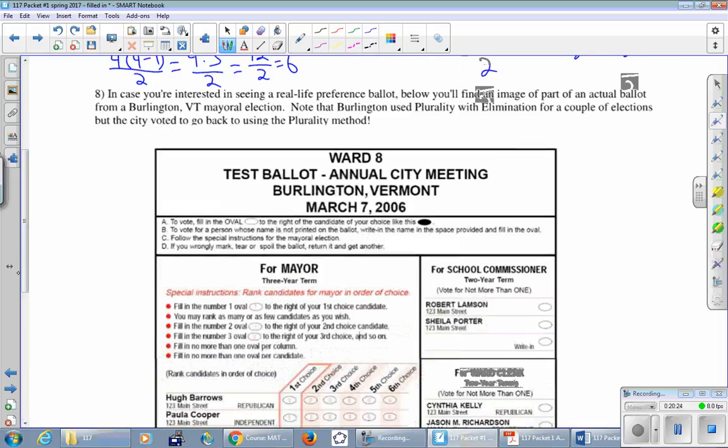Number 8, in case you're interested in seeing a real-life preference ballot, below you'll find an image of part of an actual ballot from a Burlington, Vermont mayoral election. Note that Burlington used plurality with elimination, that was the first method we saw today, for a couple of elections, but the city voted to go back to using the plurality method.